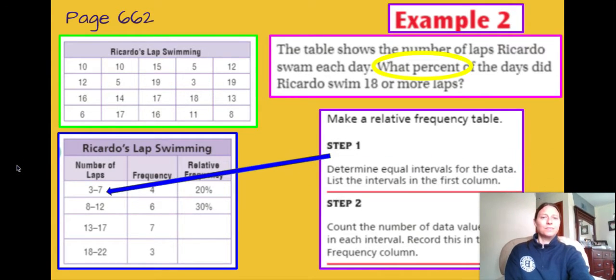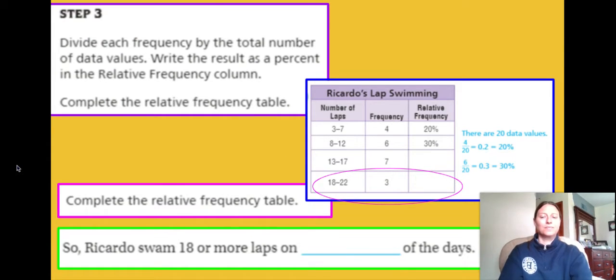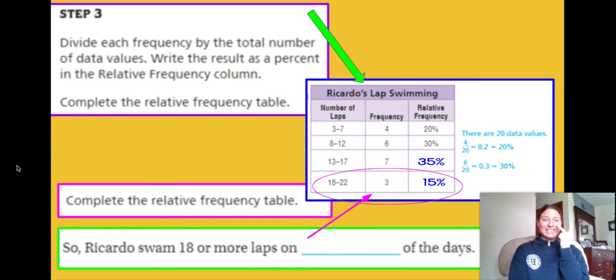Step 3, divide each frequency by the total number of data values. So we have 20 data values total, and then for each range you take the frequency number, put that in the numerator, and then you divide the numerator by the denominator, and that gives you your percent. So the answer is that he swam 15% of those days.